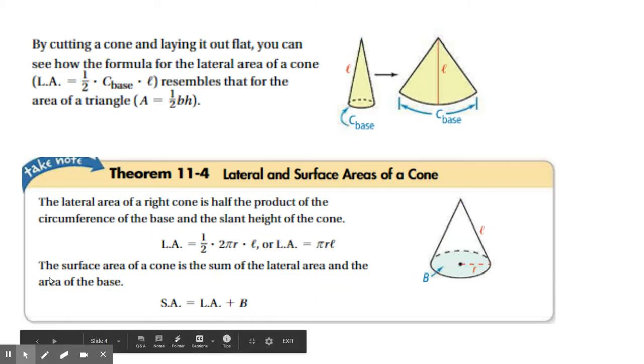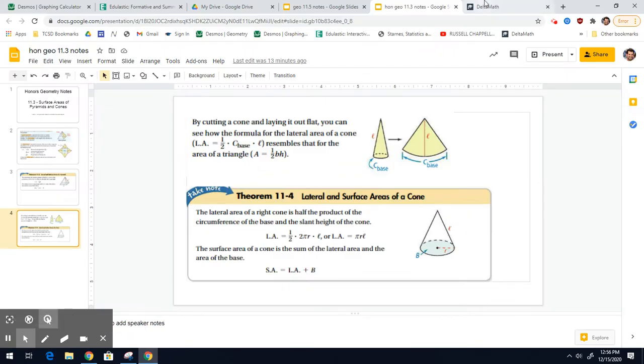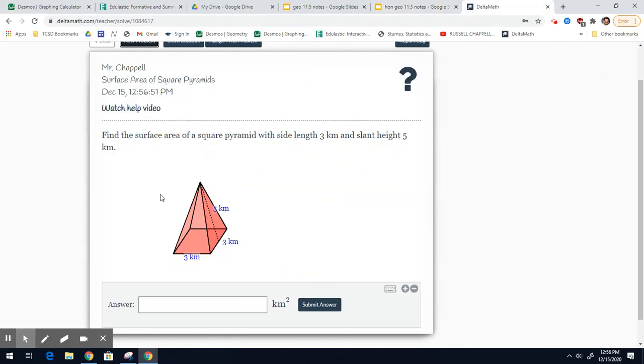All right, so I got one basic problem to do in Delta Math, and then we'll move on to Edge Elastic. All right, so let's take a look here. It says find the surface area of a square pyramid with side length 3 kilometers and slant height 5 kilometers. Okay, so they give you everything you need. That's why this is simple, right? So to find the surface area, we need the lateral area plus the area of a base.